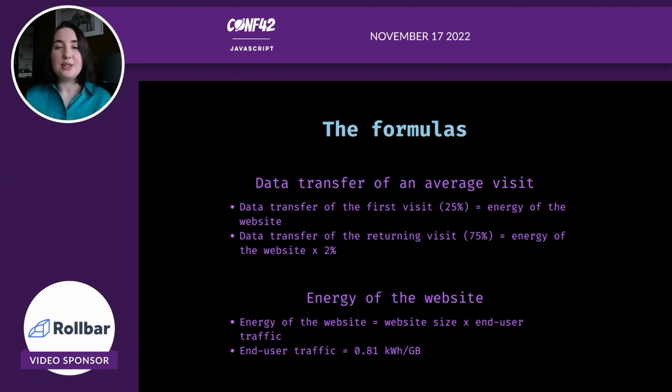So how to calculate the CO2 emissions of a website? First, we have to consider the data transfer of an average visit. According to the Carbon Calculator, the data transfer of the first visit stands for 25% of all visits, and the data transfer of the returning visits stands for 75%. And it is equal to the energy of the website multiplied by 2%, because some data was already cached during the first visit. Then we have to consider the energy of the website, which is equal to the website size multiplied by the end user traffic. And the end user traffic here is equal to almost 1 kilowatt hour per gigabyte.